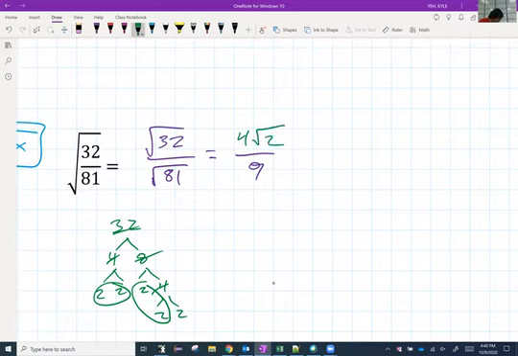And then I have the 2 left over inside. 4 root 2 over 9. And I'll put that in purple just to make it match. 4 root 2 over 9.